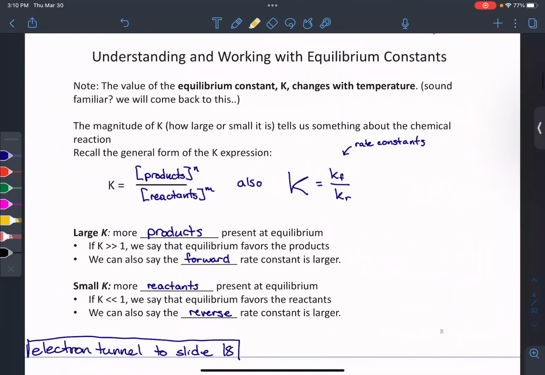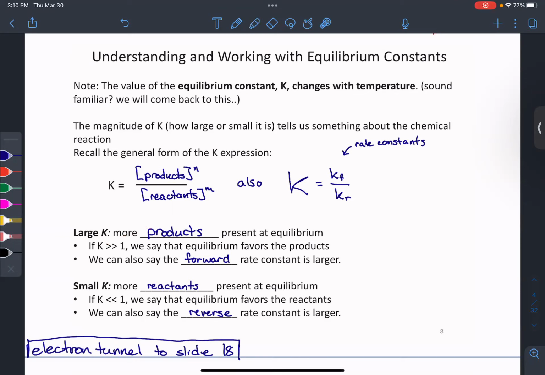We talked a lot about K and calculating K, big K. So let's talk about understanding its significance and particularly its magnitude, because it can tell us a lot about a chemical reaction. The equilibrium constant is a number, and it changes with temperature. We'll talk about why soon. Hopefully that sounds familiar, K changing with temperature. Depending on the magnitude of K, it will tell us a little bit about the reaction.